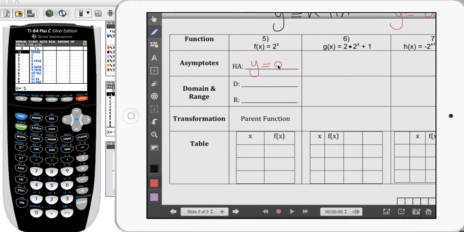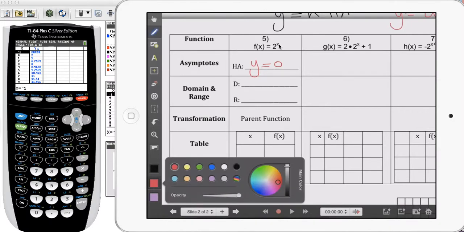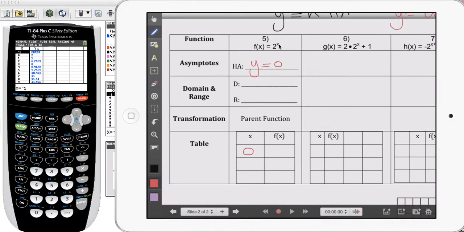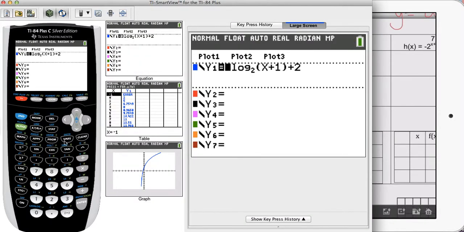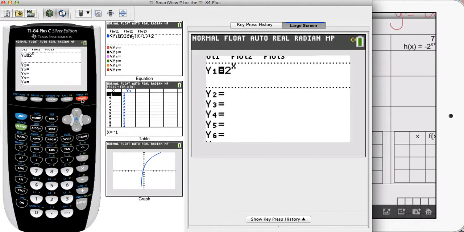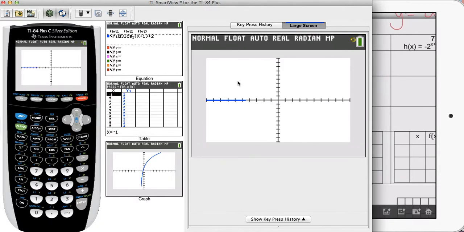Now in order to get points, you can just plug in points. If x is 0, 2 to the power 0 would be 1. If you plug in 1, 2 to the power 1 would be 2. If you plug in 2, 2 to the power 2 would be 4. We can just go to your calculator, go to your y1 and put 2 to the power x and graph it. There you go. That's my graph having a horizontal asymptote.